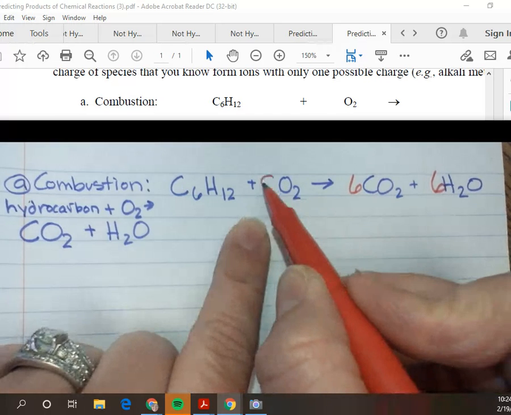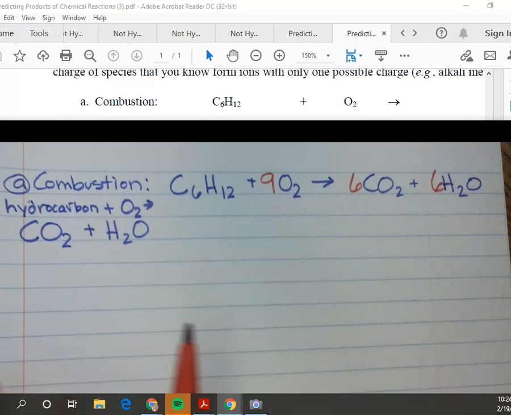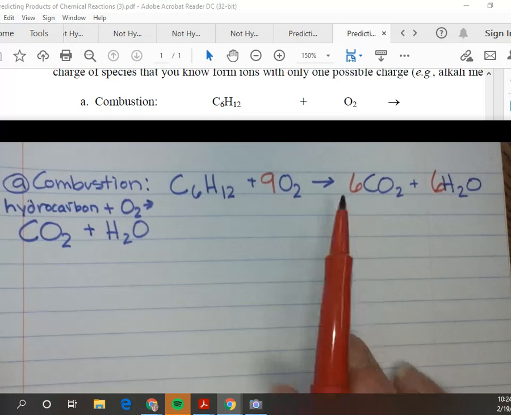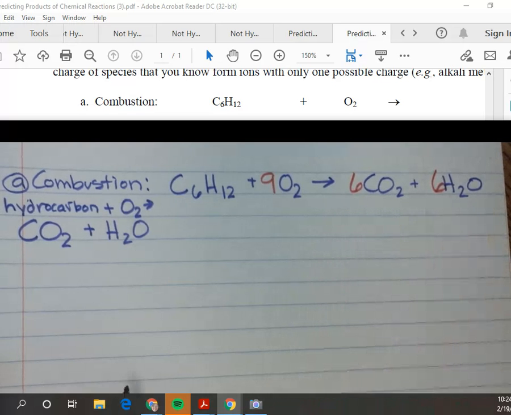9. So your coefficients are going to be different, but every time you have combustion, you're going to have carbon dioxide and water as your products. Okay.